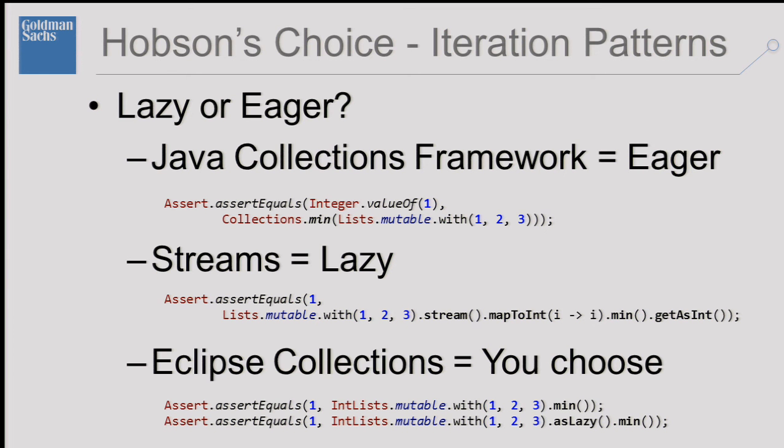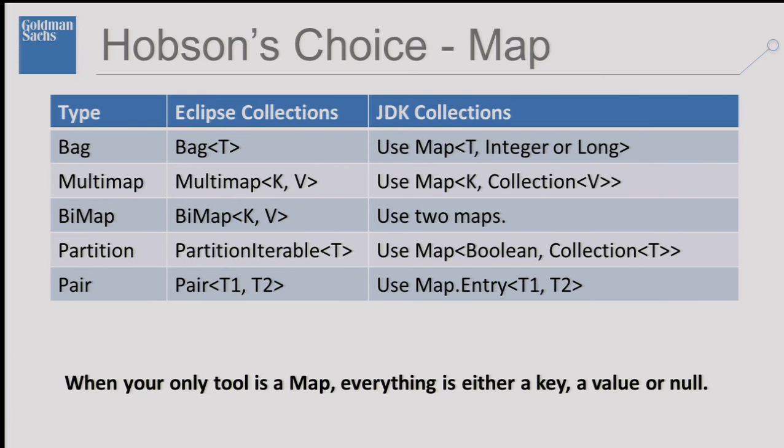There are times when you might want to do something different. So with Eclipse Collections, you get the choice. On a collection, you can say asLazy, and it gives you a view of the collection where the iteration operations are actually lazy, and it streams the data through, similar to Java 8 streams. So you get the choice, and it's very easy to switch between the two.